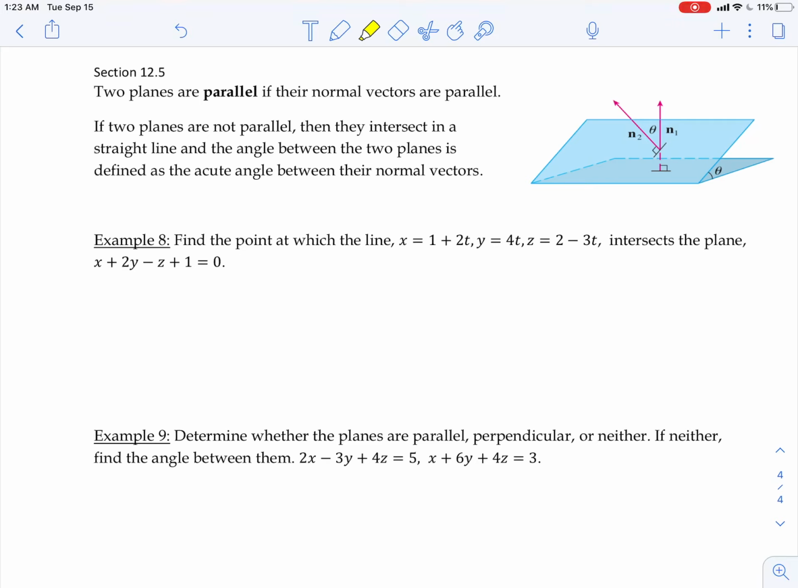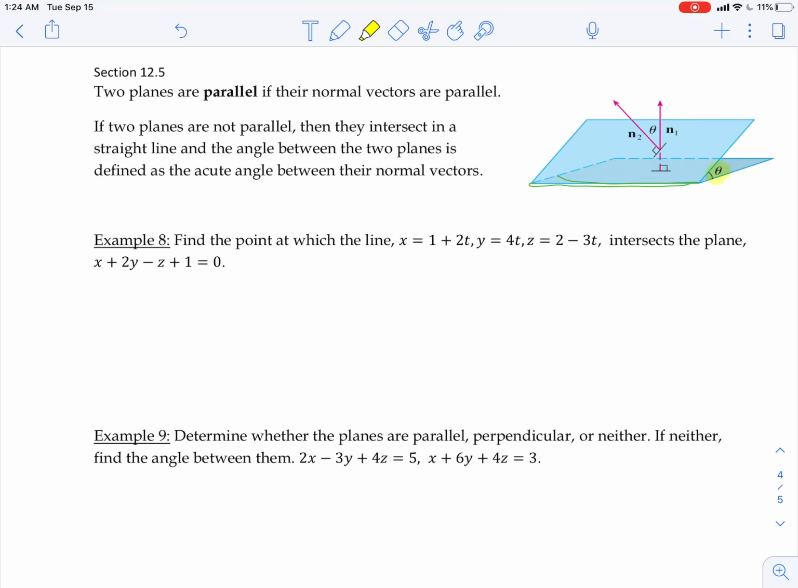What we're going to do is talk about 2 planes that are parallel if their normal vectors are parallel. That should hopefully make sense: if their normal vectors are parallel, then the 2 planes are going to be parallel. If 2 planes are not parallel, then they intersect at a straight line. Here you see that these 2 planes are intersecting at this line right there.